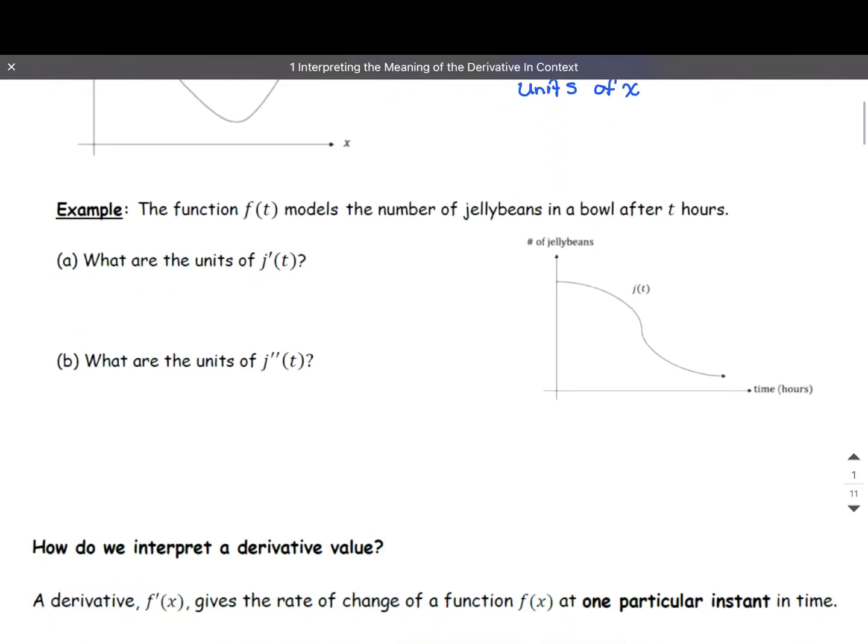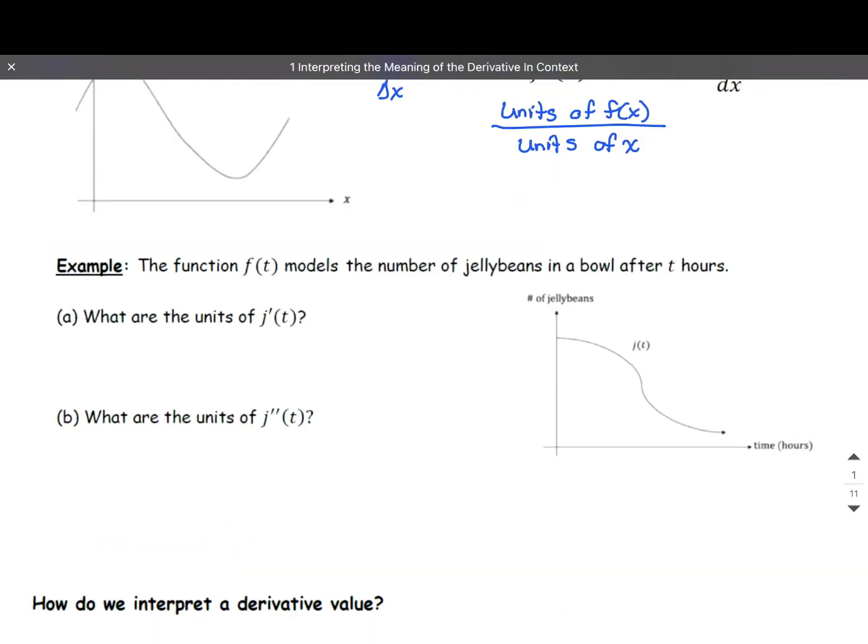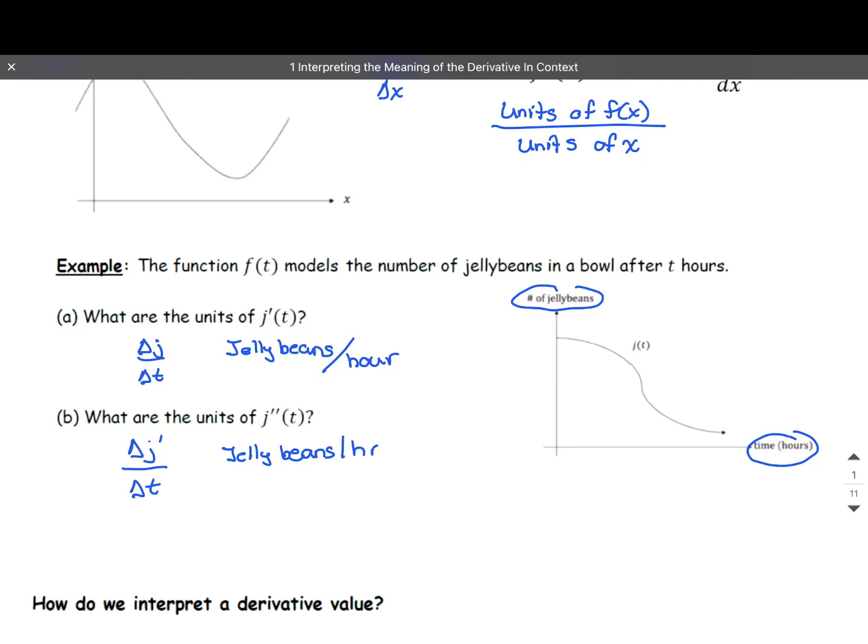So let's look at an example. The function j of t models the number of jelly beans in a bowl after t hours. So what are the units of j prime of t? That's the change in j over the change in t. So that would be the number of jelly beans per, and the unit on time is hour. Now, if I ask you what are the units of j double prime of t, the second derivative, remember that's the change in j prime over the change in t. So that's jelly beans per hour squared.